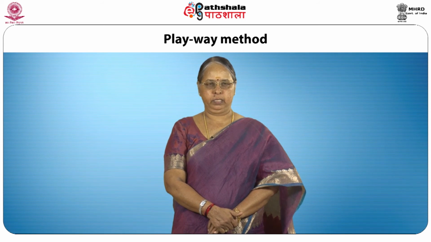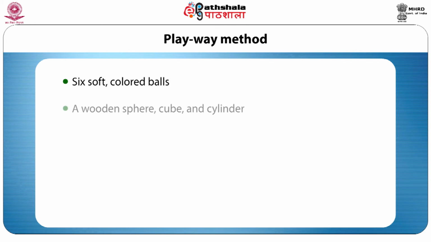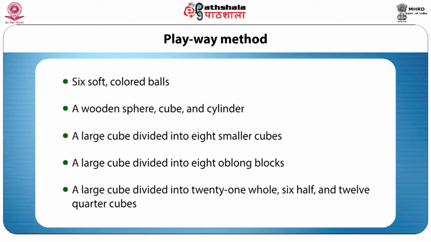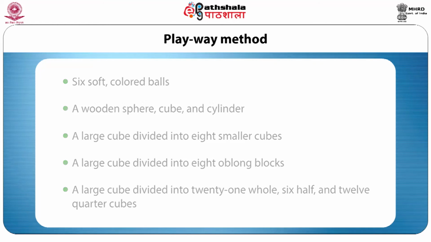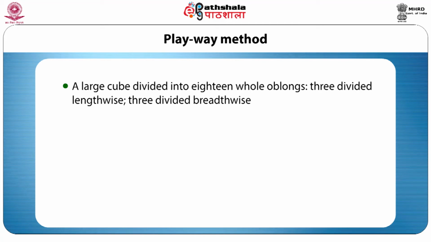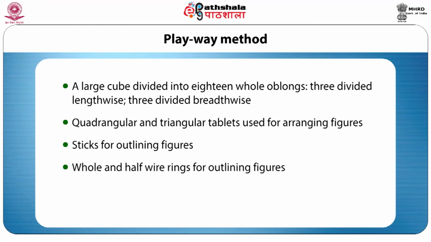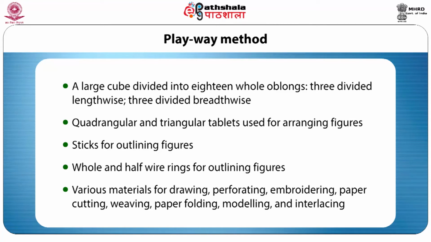List of Froebel's gifts: 6 soft colored balls, a wooden sphere, cube and cylinder, a large cube divided into 8 smaller cubes, a large cube divided into 8 oblong blocks, a large cube divided into 21 holes, 6 half and 12 quarter cubes, a large cube divided into 18 whole oblongs, 3 divided lengthwise, 3 divided breadthwise, quadrangular and triangular tablets used for arranging figures, sticks for outlining figures, whole and half wire rings for outlining figures, various materials for drawing, perforating, embroidering, paper cutting, weaving, paper folding, modeling and interlacing.